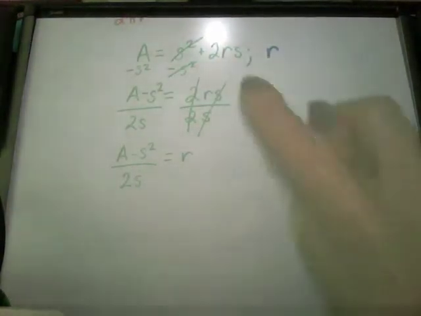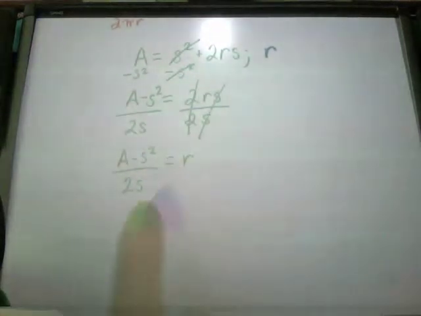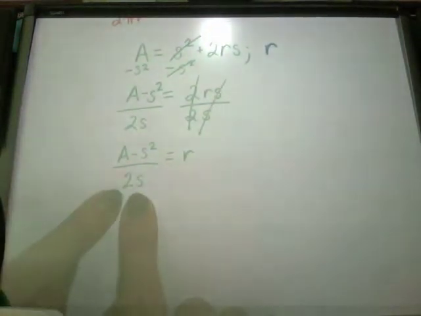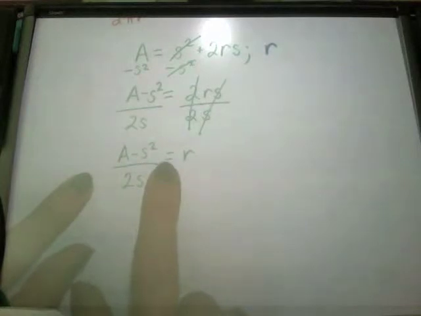And in this one, it is important that we subtract the s squared first, because then by the time we divide by 2s, we're dividing the whole left side, not just one piece. The whole thing gets divided.